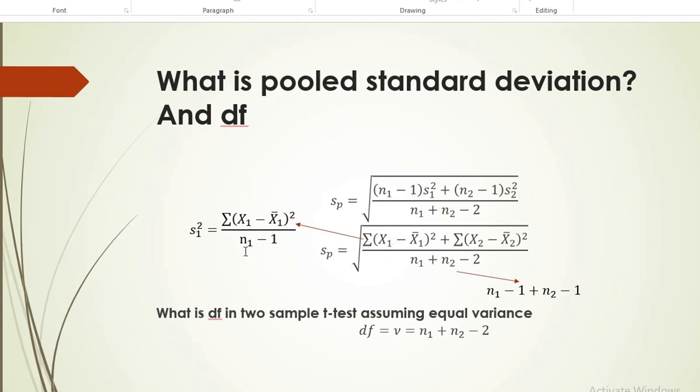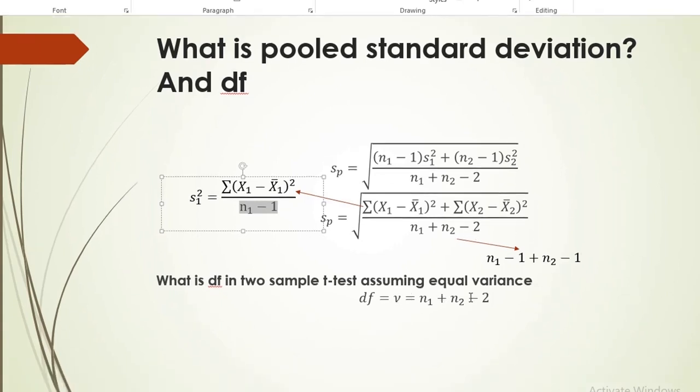What is the degrees of freedom when we have to estimate a single population mean? n minus 1. And if you are having two samples, then n1 minus 1 plus n2 minus 1 gets minus 2, and arranging these terms becomes n1 plus n2 minus 2. So this is the degrees of freedom.